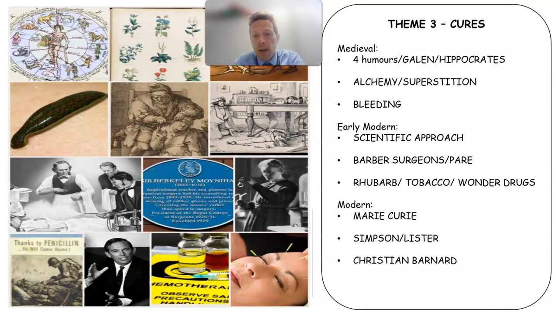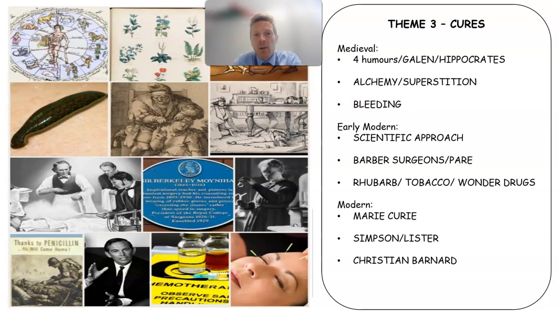Now, if we move into the modern period, I should probably mention Simpson and Lister first of all. The reason that they come under treatment and cure is because we're talking about surgery. Really, you've only got 2 major treatments and cures, haven't you, broadly speaking? You've got surgery and you've got drugs.